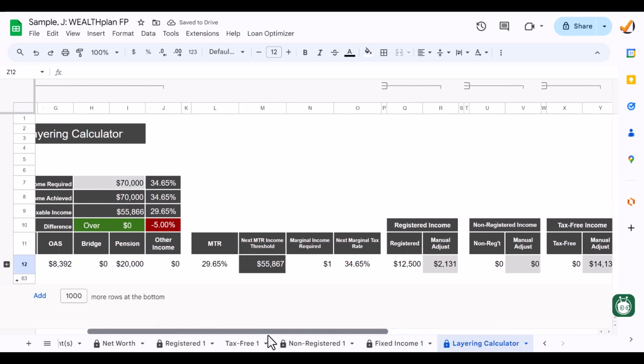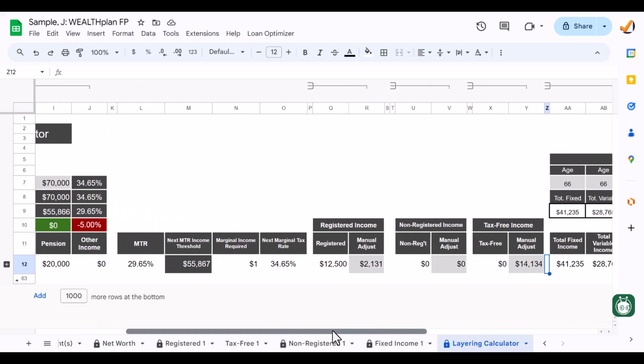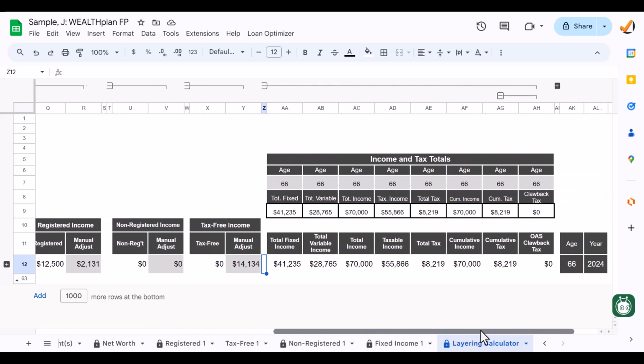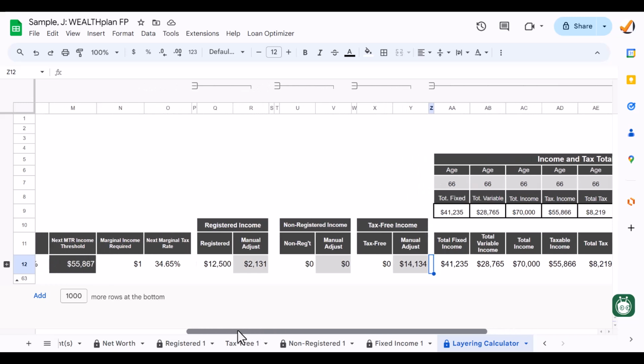We go back here and we can see now that we are at $70,000. We've achieved total income of $70,000, but our taxable income is only $55,866. We've saved 5 percentage points in terms of the marginal tax rate. If we flip over to the side and look at his taxes payable, you recall it was just over $11,000. The total tax now is just over $8,000. We've saved about $3,000 in taxes by layering his income with some purpose.